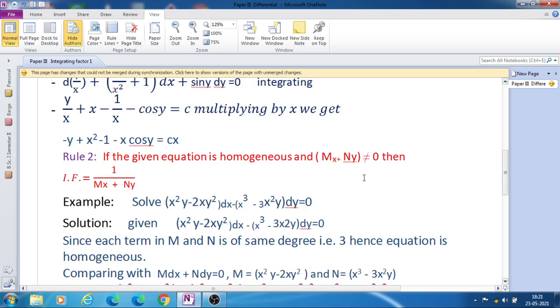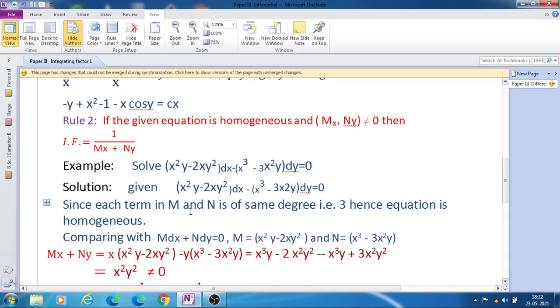If the equation is homogeneous, that means in the equation each term has the same degree. See here, example: solve (x square y minus 2x y square) dx minus (x cube minus 3x square y) dy is equal to 0. Now see here, the degree of each term is 3.